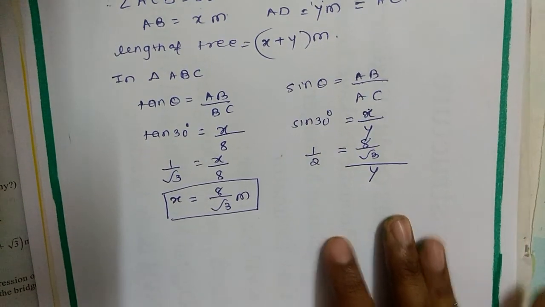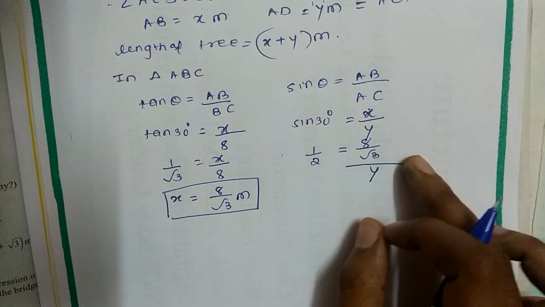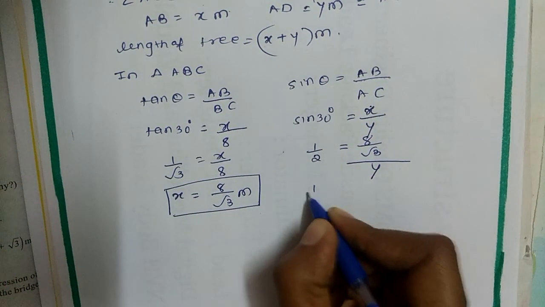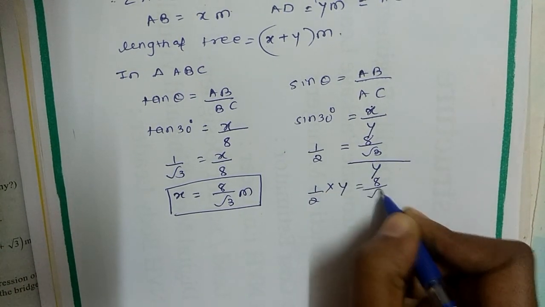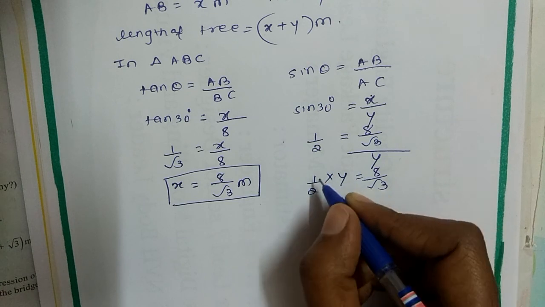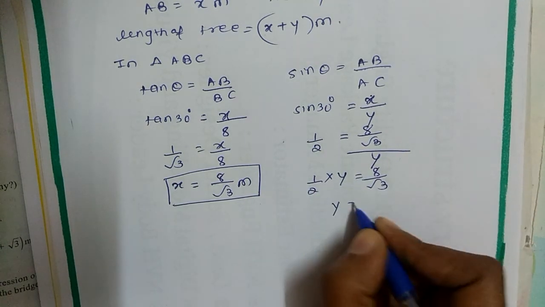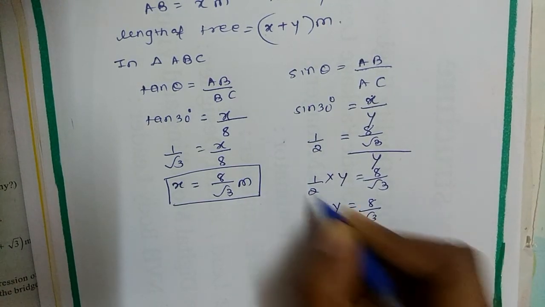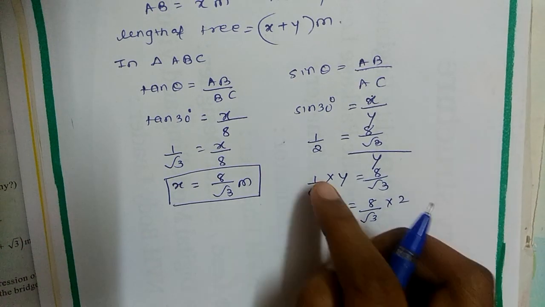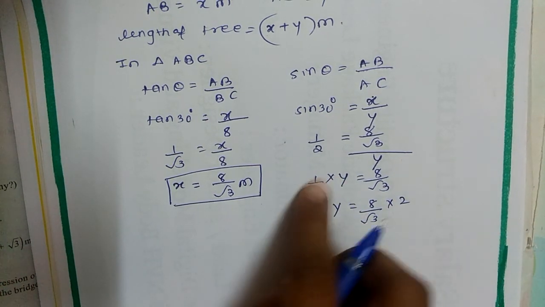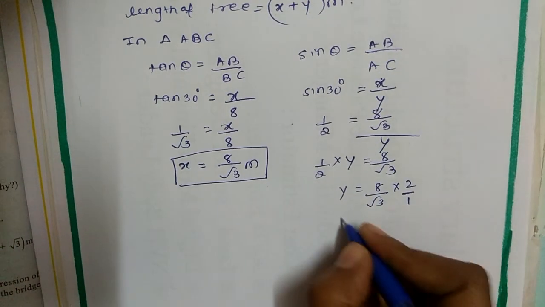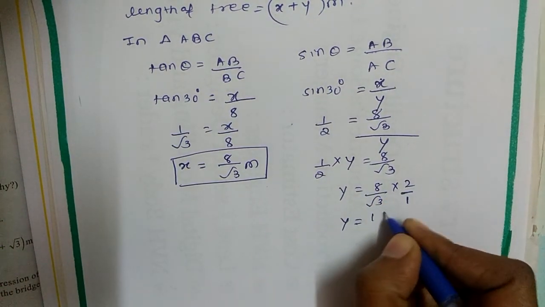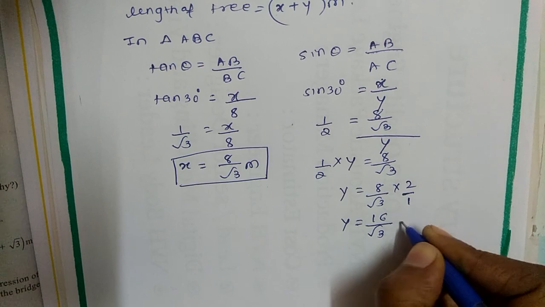We need to find out Y. So we bring this divide by Y to this side. Half multiplied into Y equals 8 by root 3. We need to find out Y, so bring this 1 by 2 to that side. Y equals 8 by root 3, divided by 1 by 2, will be multiplied by 2. So Y you will get as 8 twos are 16 upon root 3.